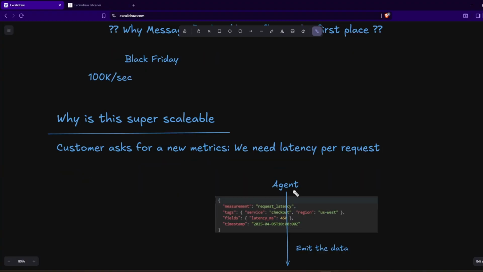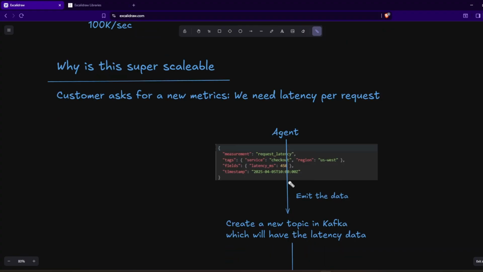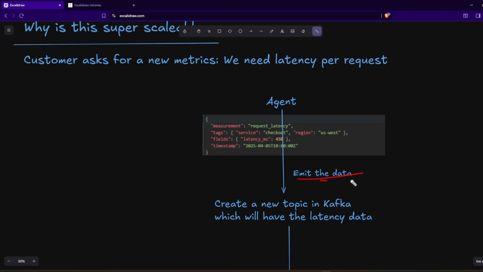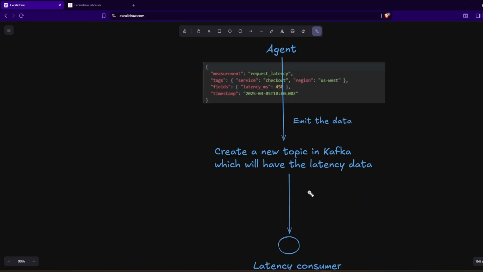Okay, so for fetching those records, of course, we need to configure our agents. Once we configure our agents, we are going to emit that data. So you see this particular measurement and these particular tags, like for the checkout service, and in the region US West, what is the latency I am getting on a given timestamp. Okay, I am going to emit the data, and then just concentrate on this part.